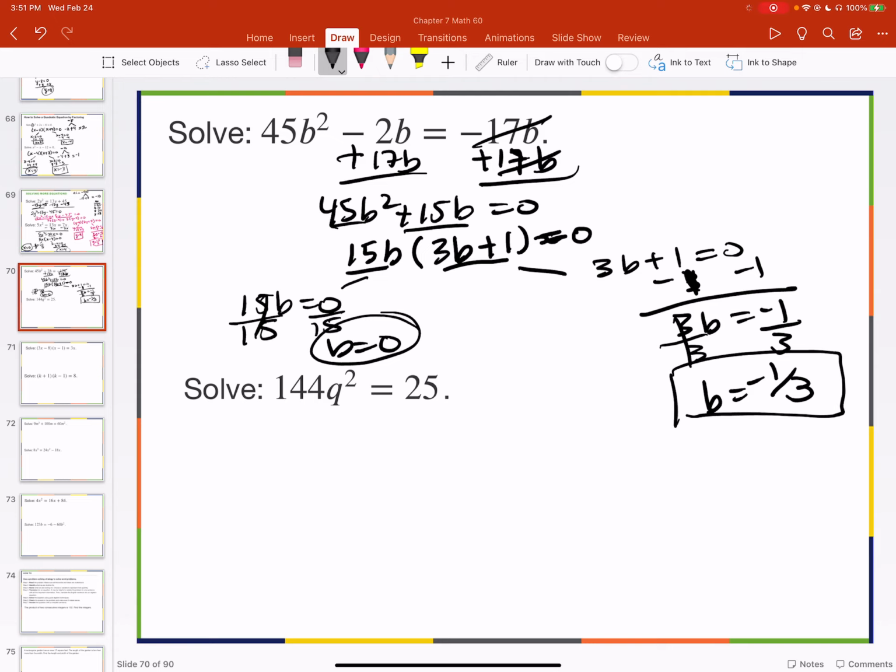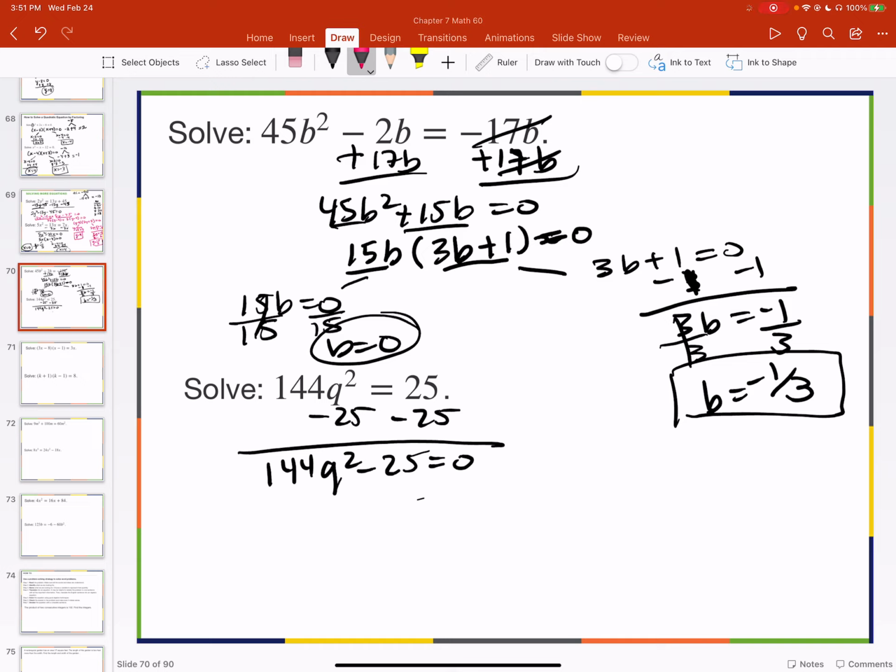Now here we have 144q squared is equal to 25. Let's move that constant term to the other side. We get 144q squared minus 25 is equal to 0. Bonus imaginary points for you if you can tell yourself what this looks like. What pattern does this look like?